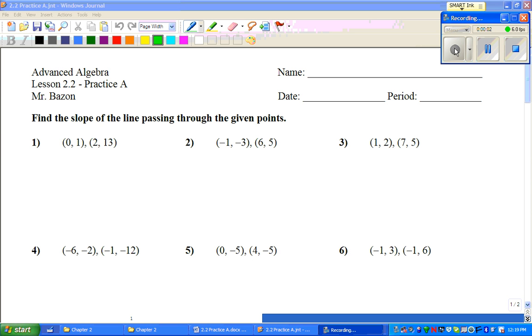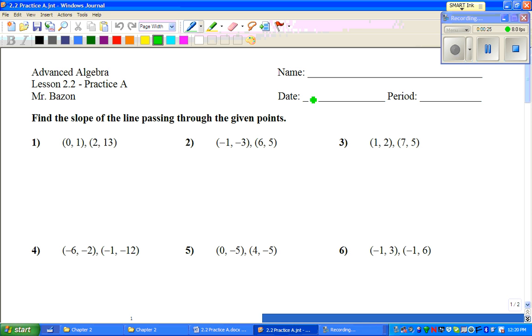All right, today, guys, we're going to talk about lesson 2.2, which deals with finding the slope of lines and dealing with linear equations, parallel, perpendicular lines, and finding the slopes of those. So, I think the way to start this is to go ahead and think about when we were in algebra class and talk about the slope formula.